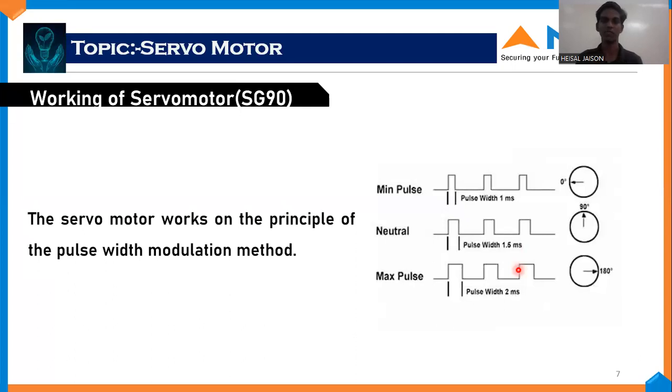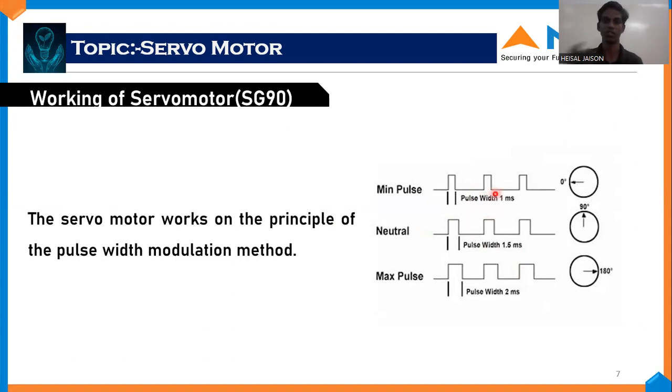Those pulse signals will be changed into voltage levels, which will be compared later. Here you can see some pulses. With 1 millisecond on, out of 10, meaning if the pulse width, on and off together, is 10 milliseconds, then 1 millisecond will be on and the rest, 9 milliseconds, will be off. That means the motor is at 0 degrees.